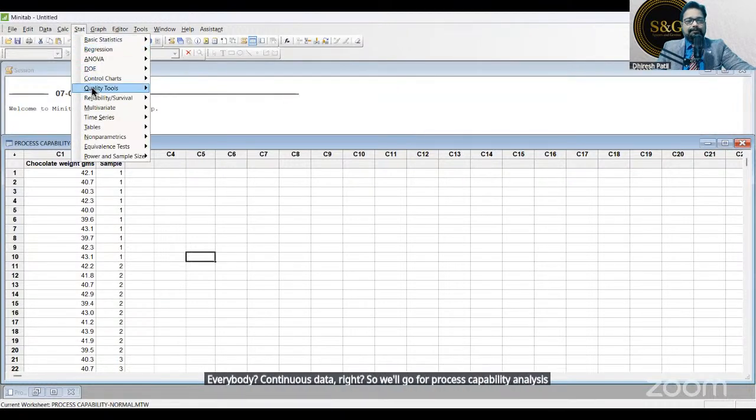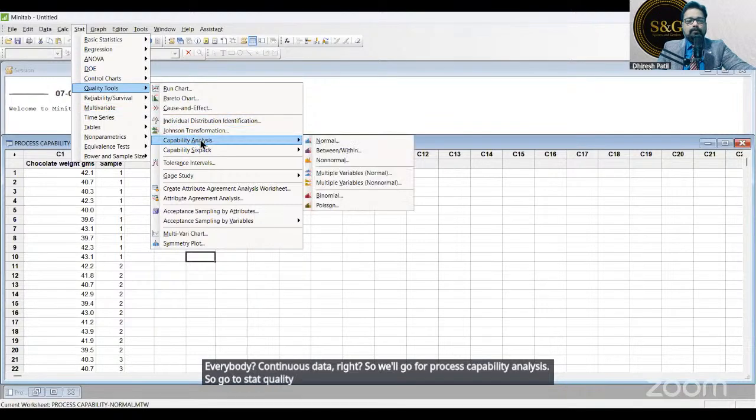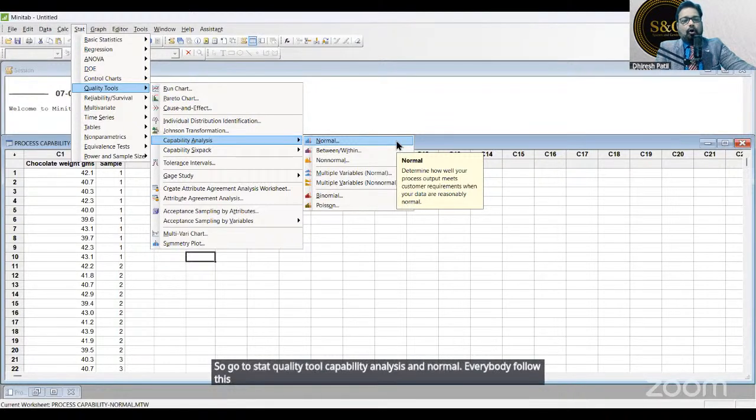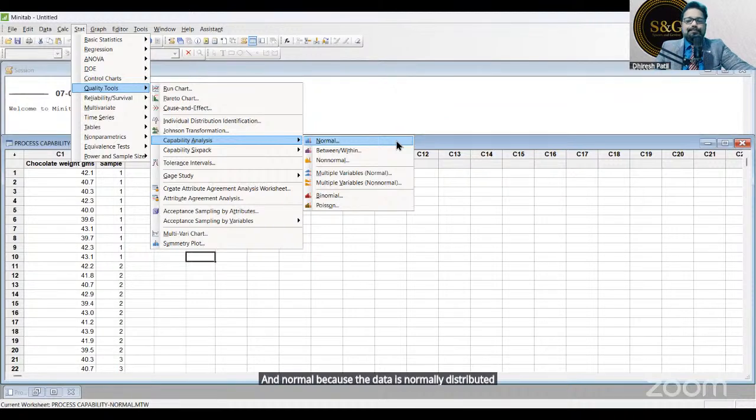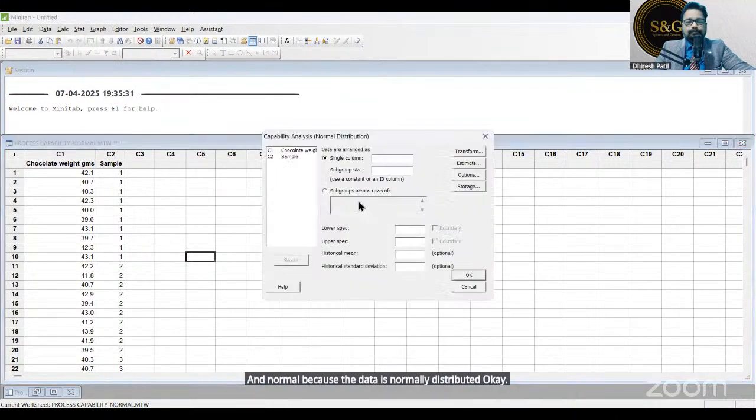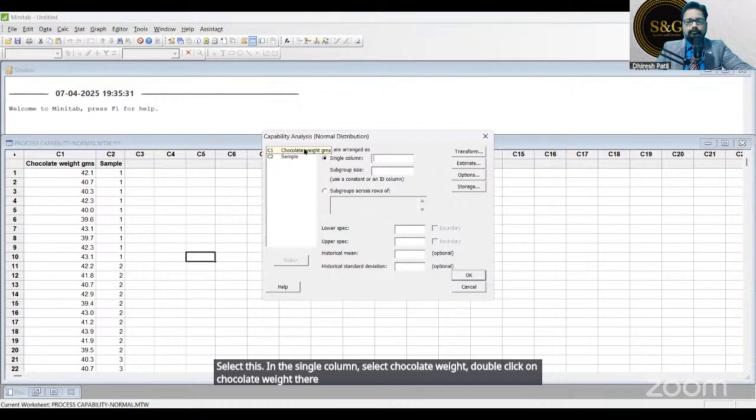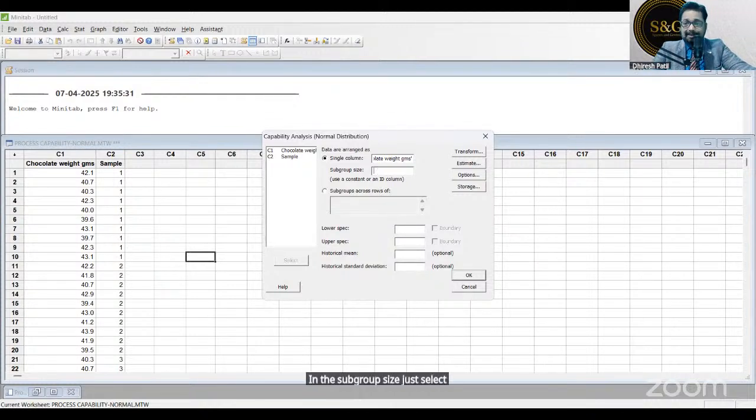So go to Stat, Quality Tools, Capability Analysis, and Normal. Everybody follow this. Stat, Quality Tools, Capability Analysis, and Normal. Just follow this path. In the quality tools, select capability analysis, because we are doing process capability, and normal, because the data is normally distributed. Select this. In the single column, select chocolate weight, double click on chocolate weight there. In the subgroup size, just select 1.